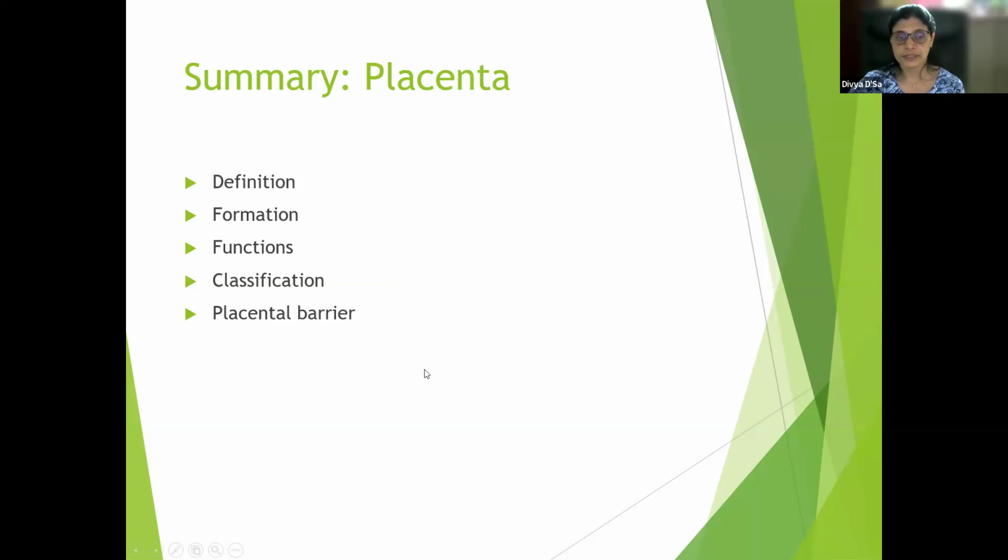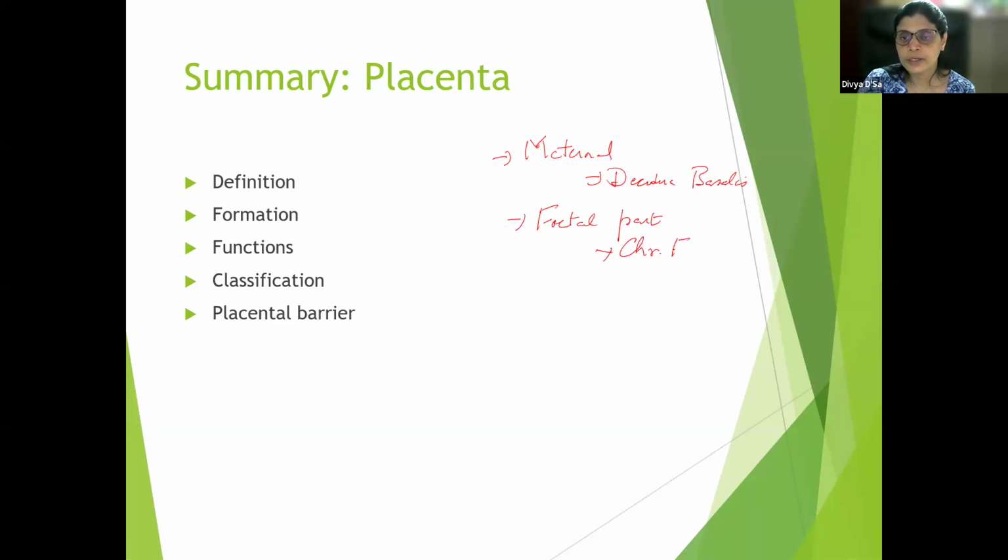So what do we mean by placenta? In the formation, we talk about the maternal and fetal parts. The maternal part is the decidua basalis, and the fetal part is the chorion frondosum. So we need to talk about this.